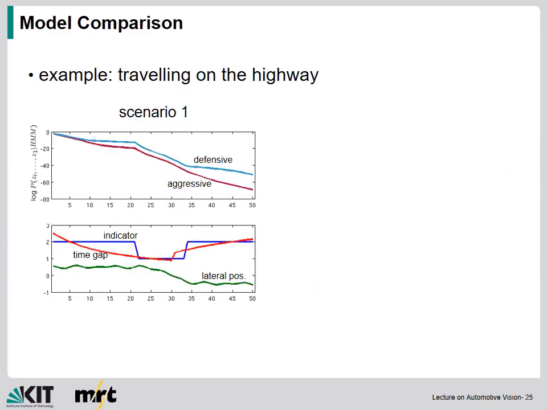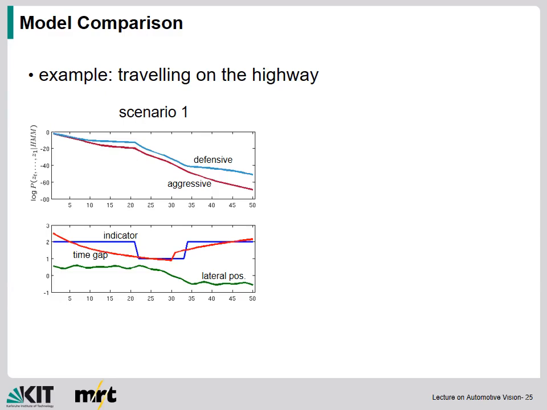Here we see the performance of this algorithm to calculate the evidence for two models, the aggressive driver and the defensive driver model for highway driving. At the bottom we again see the observations. That's actually the same set of observations that we were considering on some slides before. And above we see the logarithm of the evidence for the two models of the defensive and the aggressive driver.